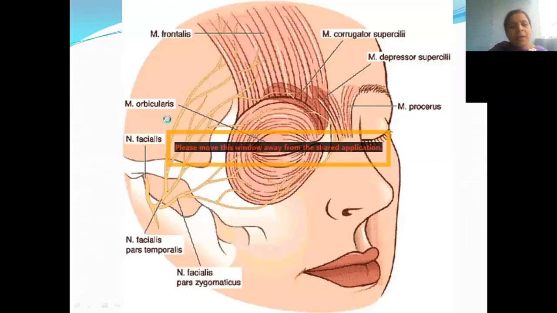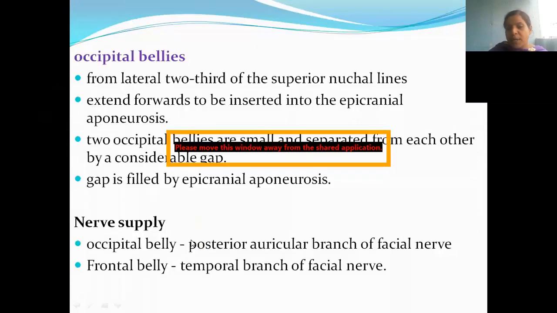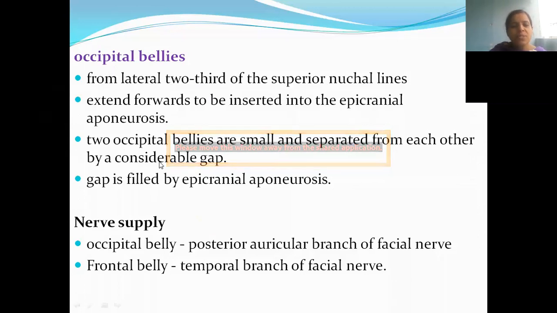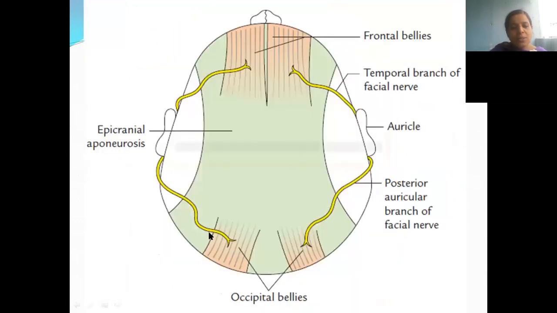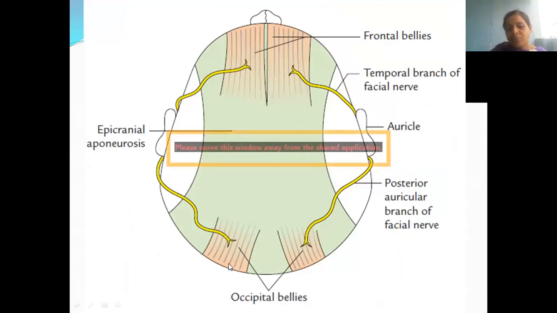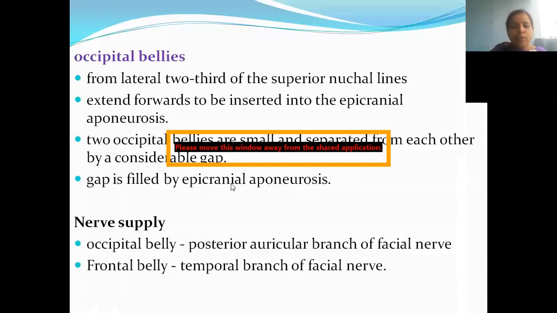Then we have the occipital belly. Just now I have shown you superior nuchal lines. They are found behind the skull bone. From the occipital bone, we have superior nuchal lines from where you will see the occipital bellies coming, and then you will see they are moving upwards and getting inserted into epicranial aponeurosis. And you have also seen these two bellies are separated widely. This is one belly coming from superior nuchal line, this is one more belly coming from superior nuchal line, both are coming and getting inserted in epicranial aponeurosis.